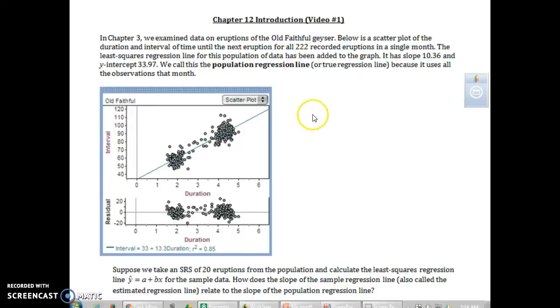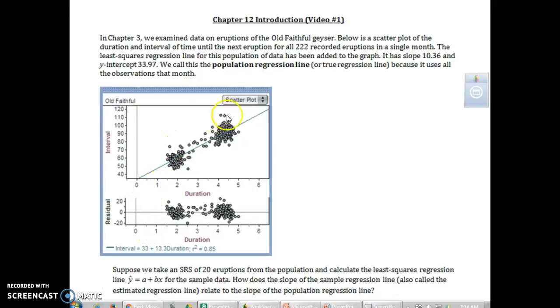So let's just get started by reviewing what we did in chapter 3, which was the least squares regression analysis. So what we have here is actual population data from Old Faithful Geyser, and we're trying to determine if there's a relationship between the duration of the eruption and the interval between eruptions. So remember that when you have two quantitative variables, you want to analyze them with a scatter plot, and you can also see after the regression was run, they also did a residual plot here.